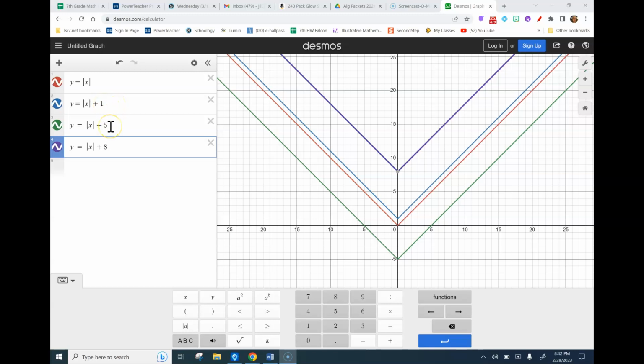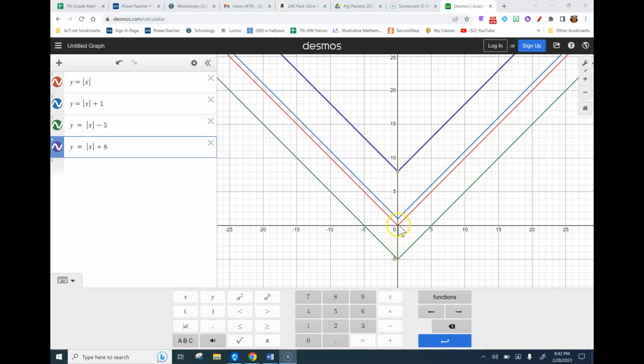Look at what happened on the green one. What did it do? It went down by 5. Okay, what about the purple one? It went up by 8. Okay, so did my axis of symmetry change at all? Nope, it stayed right there. It's the y-axis. What about my vertex? Did my vertex change? Well, yeah, my vertex changed by however many it went up and down. So the x value did not change, but the y value changed on all of them.